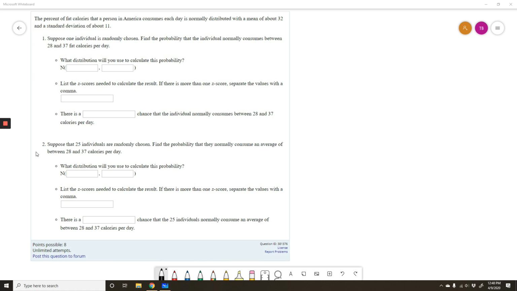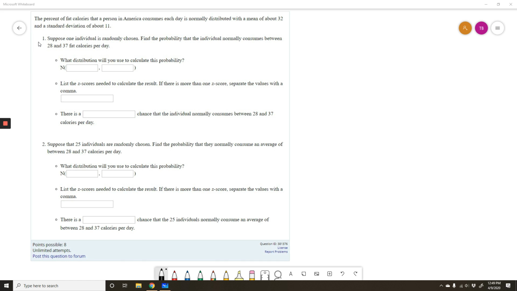For the second part, we're doing it with a sample of 25 individuals. Suppose that 25 individuals are randomly chosen. This is going to change what our distribution looks like. So let's do the first case. Really, this first case is exactly what we were doing in section 4.2, when we were just finding the probability of a generalized normal distribution.